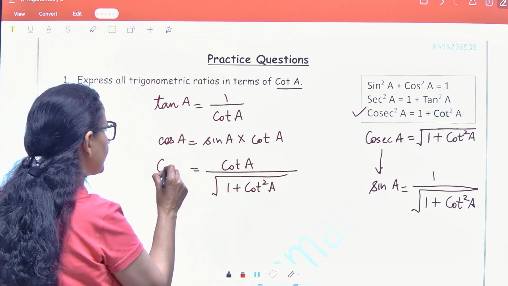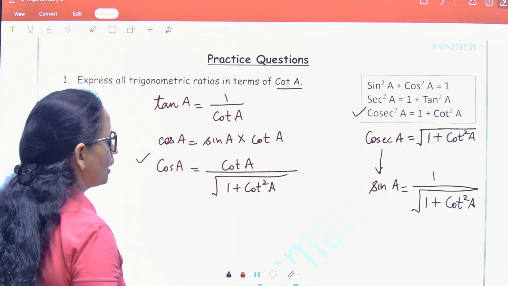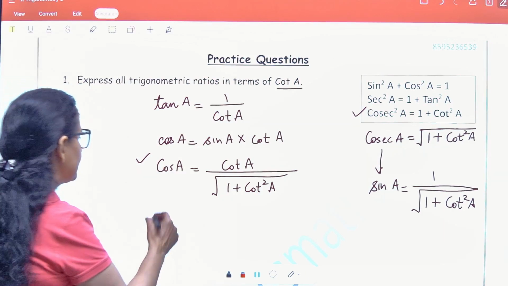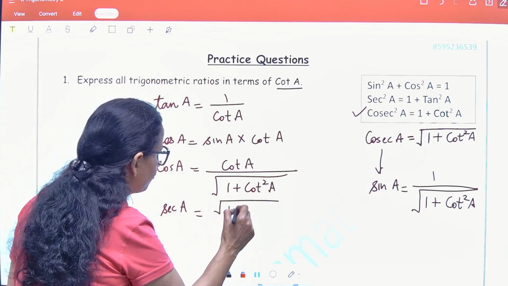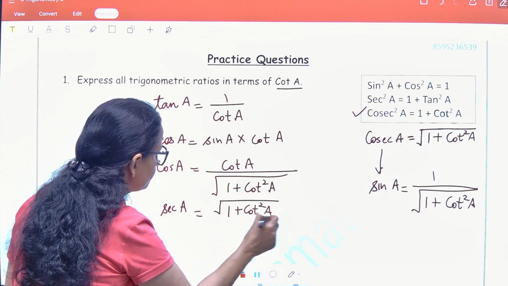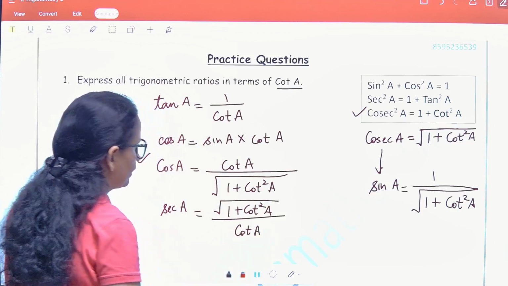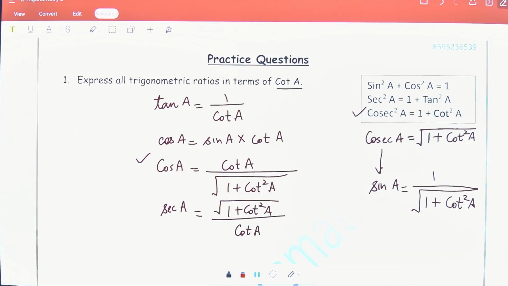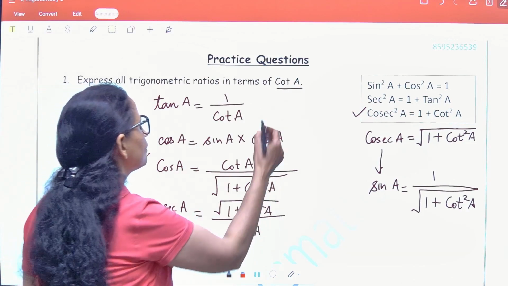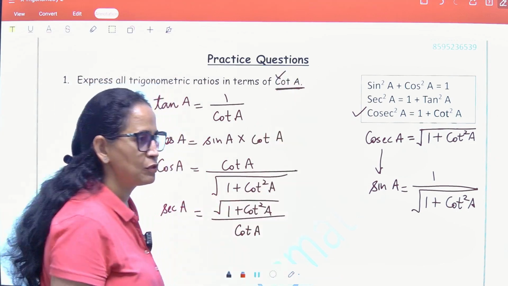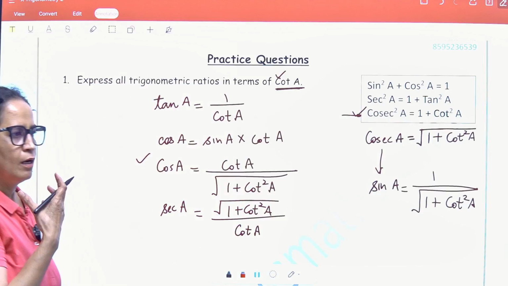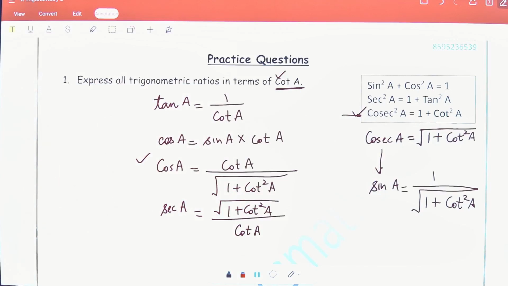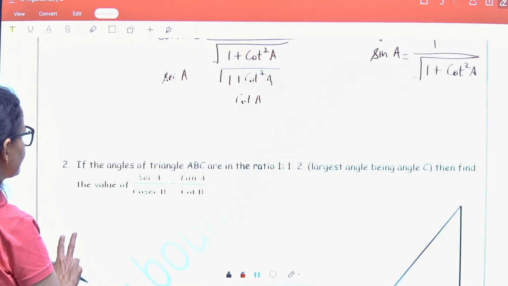So I have cos A also now in terms of cot A, and I am left out with only secant, sec A. Sec A is inverse of cos A, so that means sec A is square root of 1 plus cot square A upon cot A. So now all the trigonometric ratios are written in terms of cot A. So you begin with the reciprocal of whatever is given to you in the question. Second, you start with the identity where this ratio occurs. So you will be able to find the values of all the trigonometric ratio in terms of the given ratio. Easy? Wonderful. So let's look at the next example.